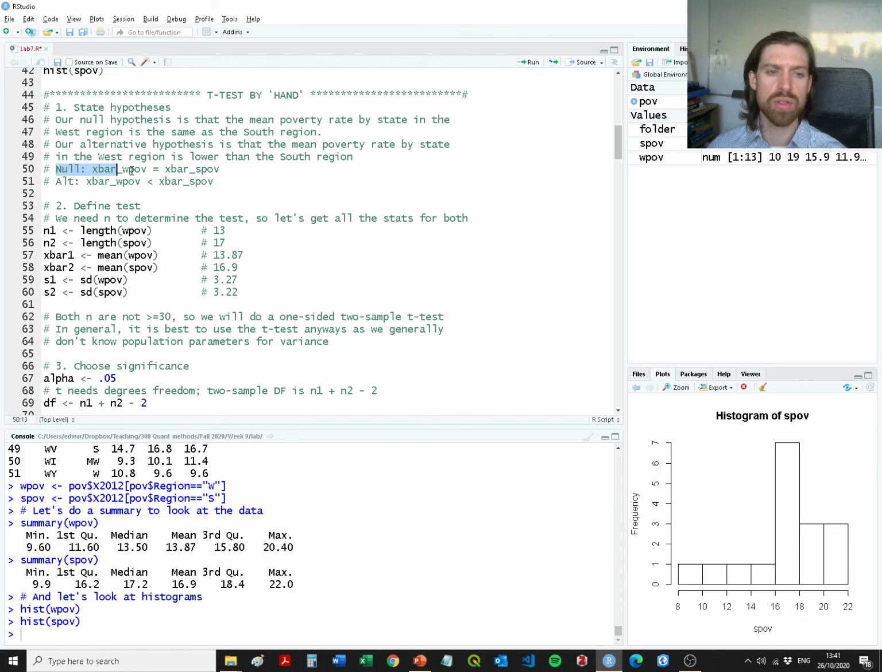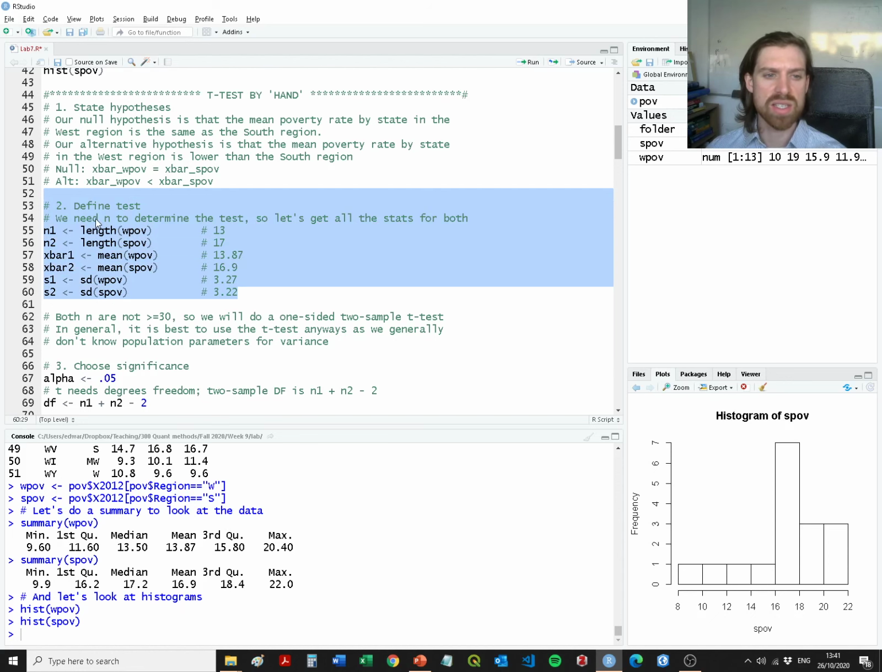So for the null hypothesis here, it would be that x bar from the West sample and the southern sample are essentially equal. Whereas the alternative hypothesis is that the x bar, so the mean value in the West, is lower than the mean value in the South. Now that we've stated those hypotheses, we can define the test.